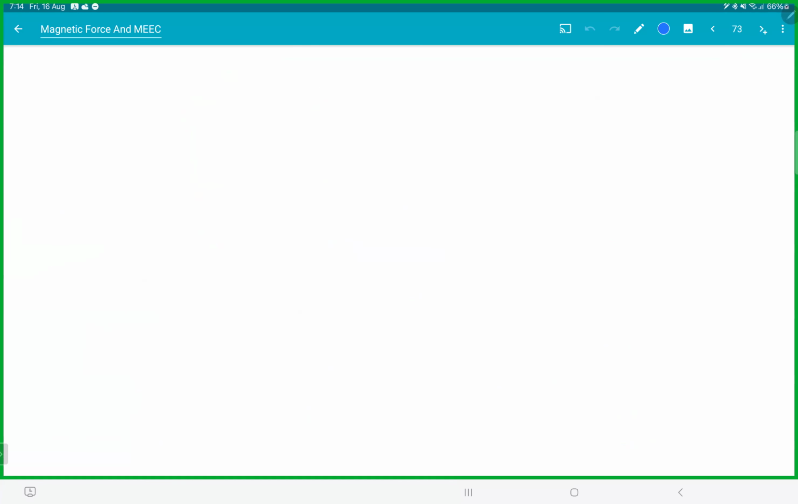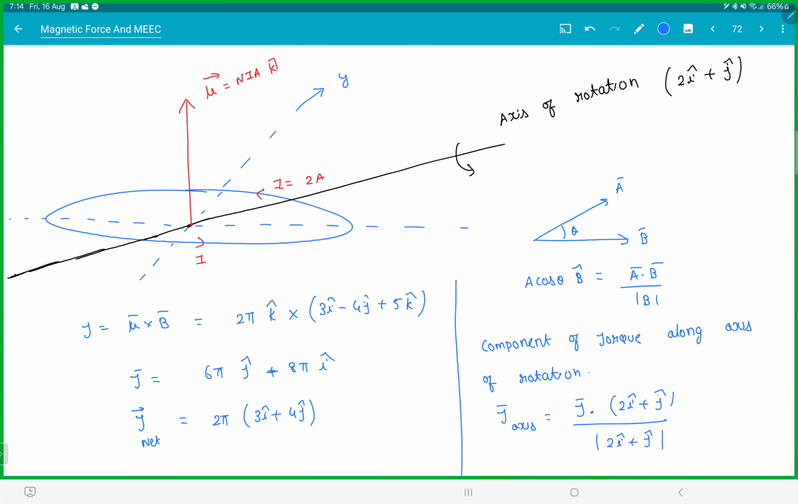So once I got the torque about that axis, this will give you the magnitude. I agree with you, there's no doubt about it. Because again, I just want the torque about the axis of rotation. How much is this?